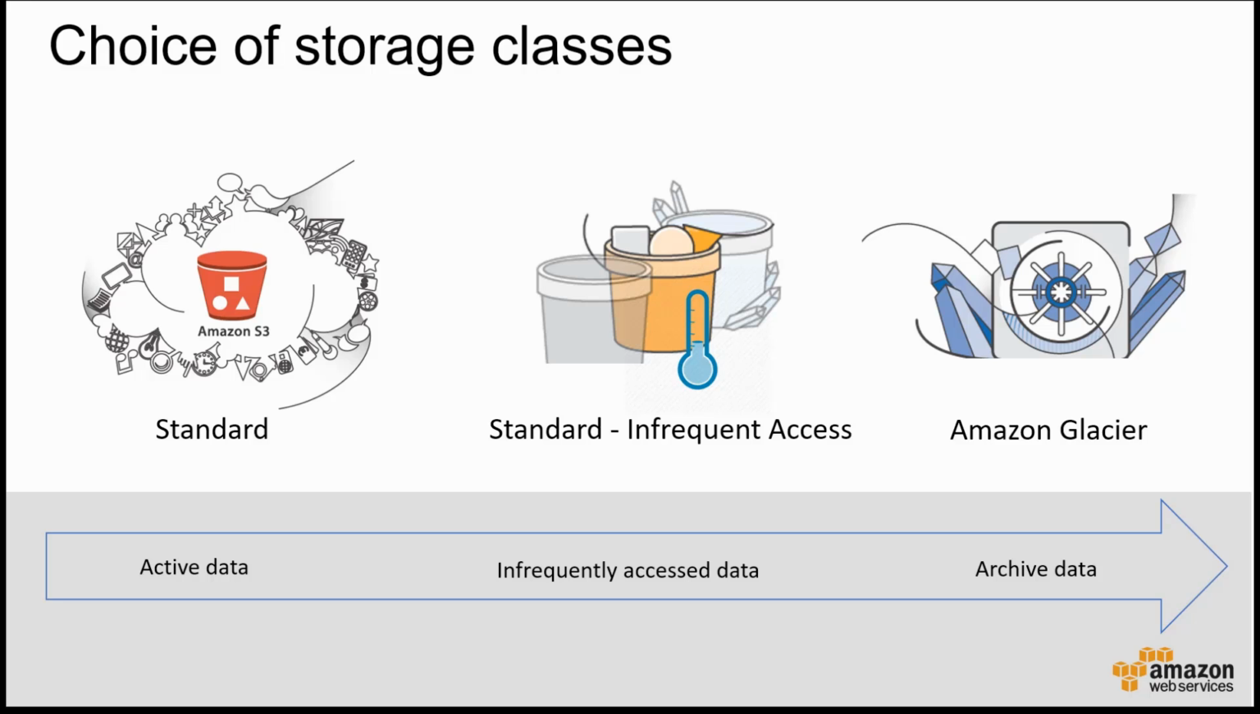anywhere by anyone. We also have a second tier of slightly cooler data. We call that S3 Standard Infrequent Access, and that's for less frequently accessed data.